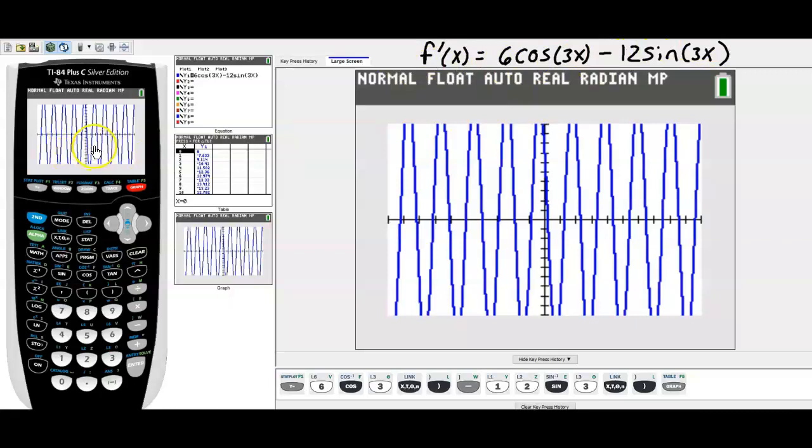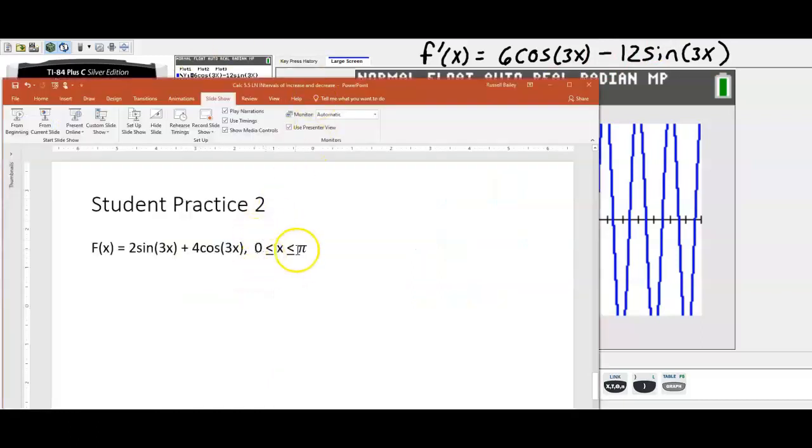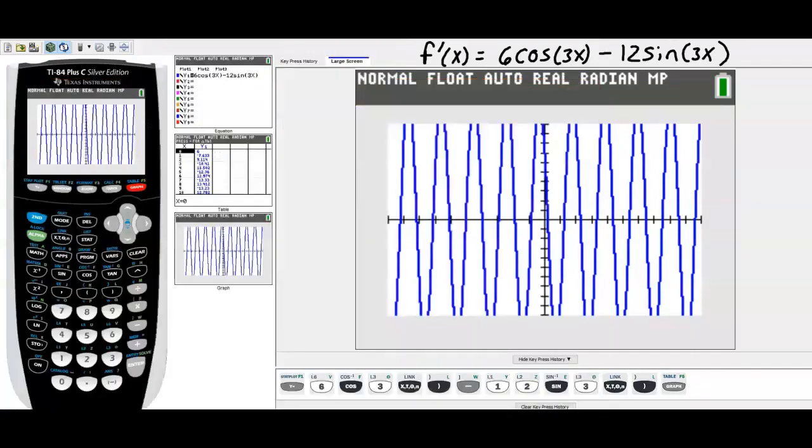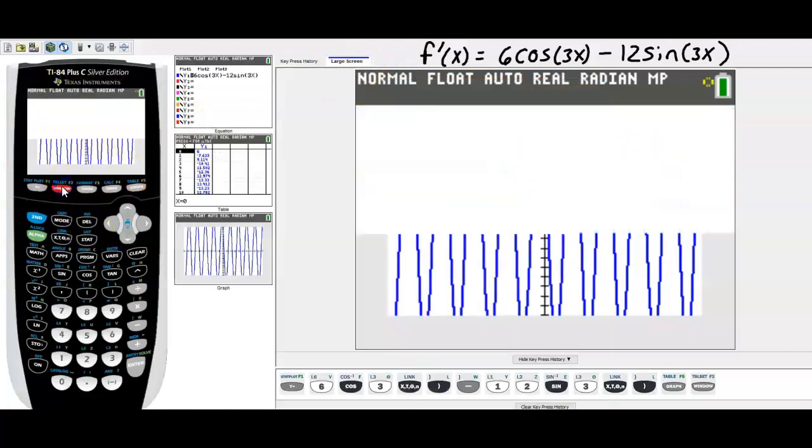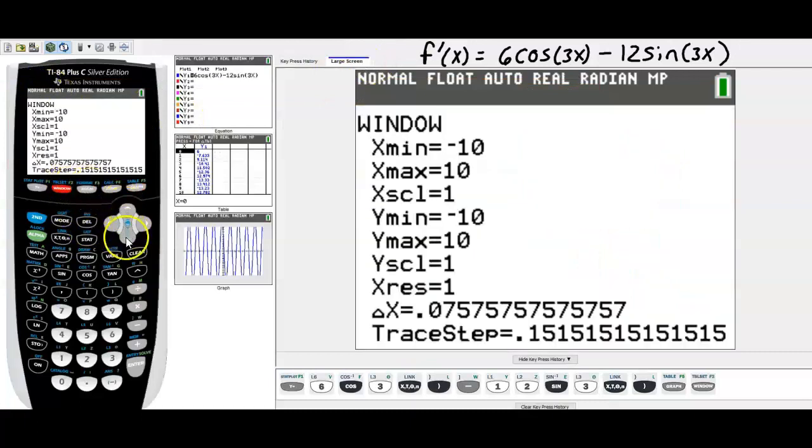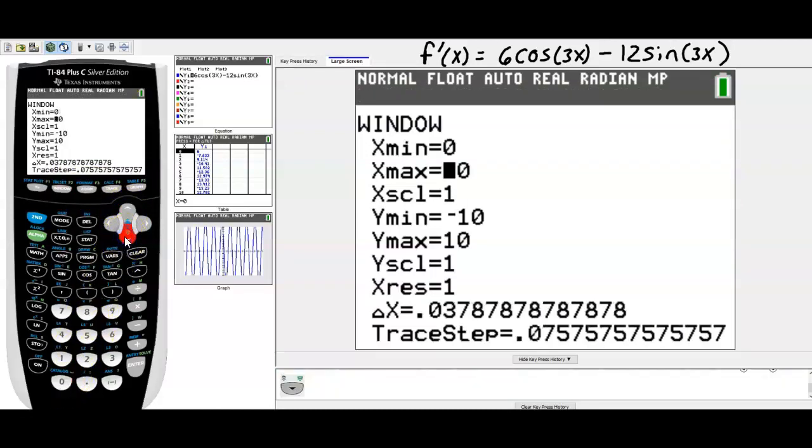But I don't like that graph. It's not high enough or low enough. And also, we don't need this much of an x-axis. We only need to go from 0 to pi, right? So I'm going to adjust my window. And if you guys want, you could have done the same thing. So I'm going to go to Window. I don't think my Y values need to go much higher or lower, but I do know I want my X values to go from 0 up to just pi.